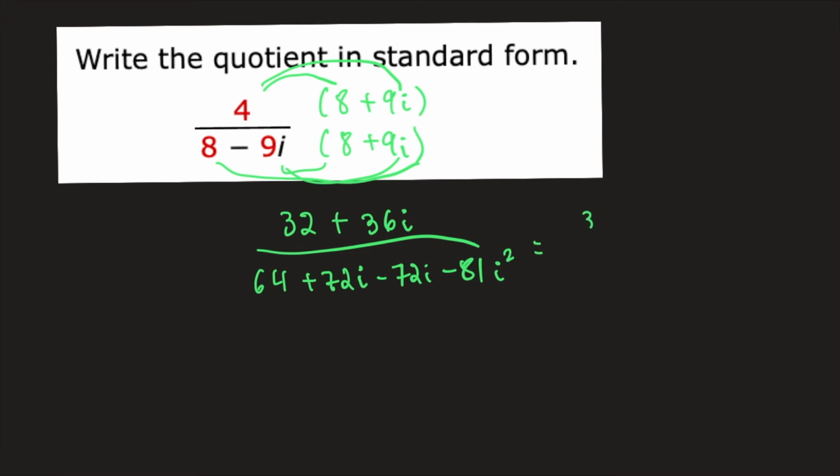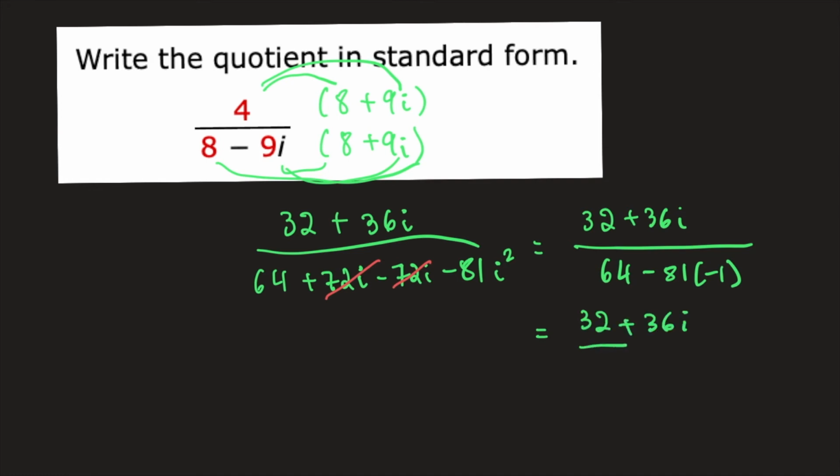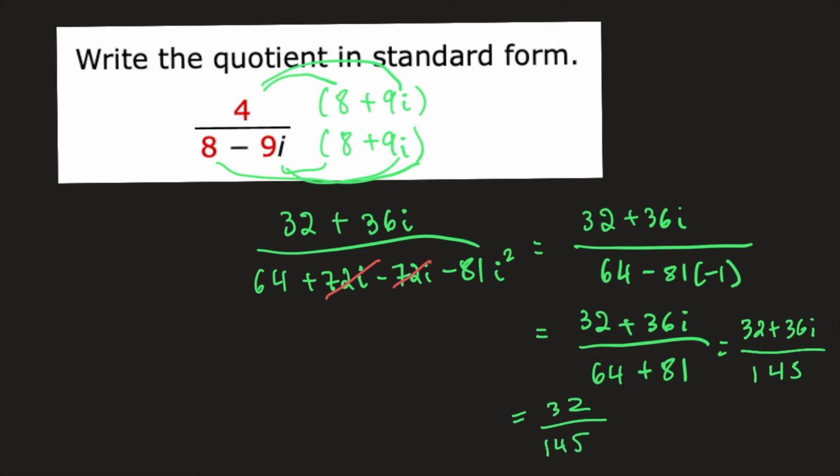So just like before, the top doesn't change: 32 plus 36i. Now at the bottom, we have 72i and negative 72i, that cancels. And that leaves us with 64 minus 81i squared, but i squared is -1, so I'm going to replace that with -1, leaving us with 32 plus 36i over 64 plus 81, which simplifies to 32 plus 36i divided by 145. Another way you could write this is 32 over 145 plus 36 over 145i.